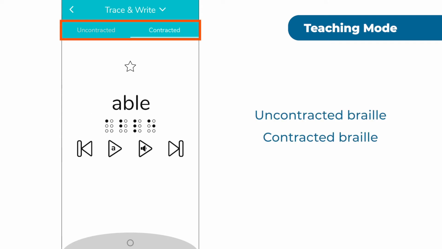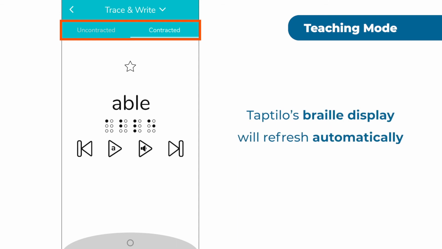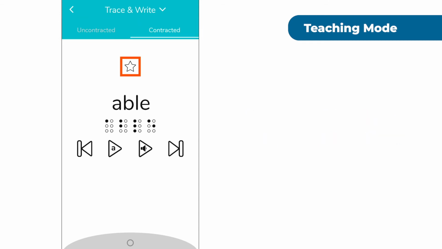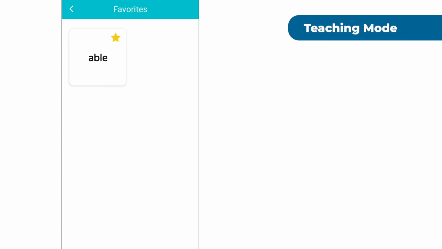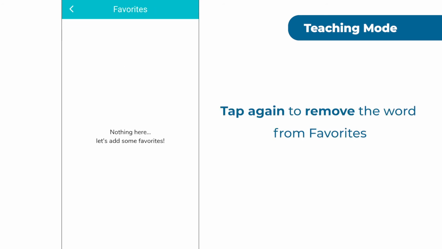Under the Activities menu, there is a tab where you can choose between Uncontracted Braille and Contracted Braille. When you select either tab, the braille display on Taptilo will refresh automatically. There is a star-shaped icon above the word, which is the Favorites button. Tap on it once and the current word will be added to your favorites list, which you can check out from the main menu. If you tap again, it will be removed from the favorites list.